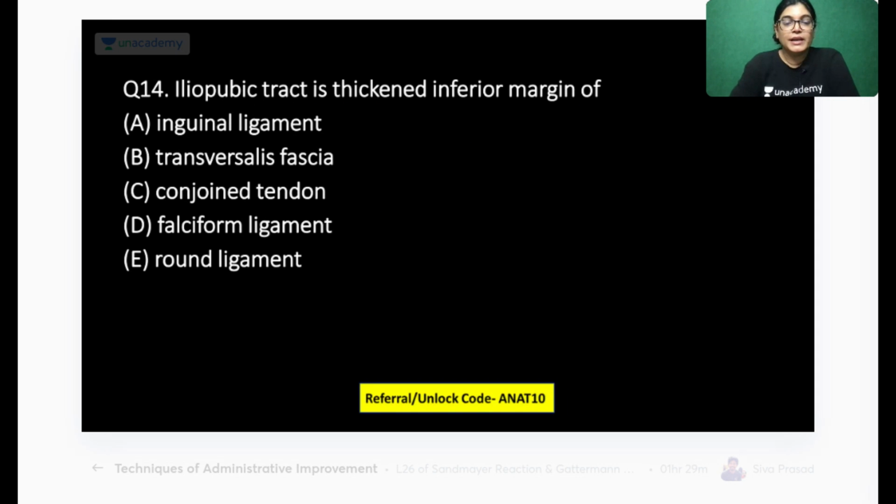Iliopubic tract. The iliopubic tract is the thickened inferior margin of which of the following structures? Is the source inguinal ligament? Is the source transversalis fascia? Is the source conjoint tendon? Is the source falciform ligament or round ligament? So we have 5 options, and you have to give me the perfectly correct answer. Question number 14, mark the correct answer.